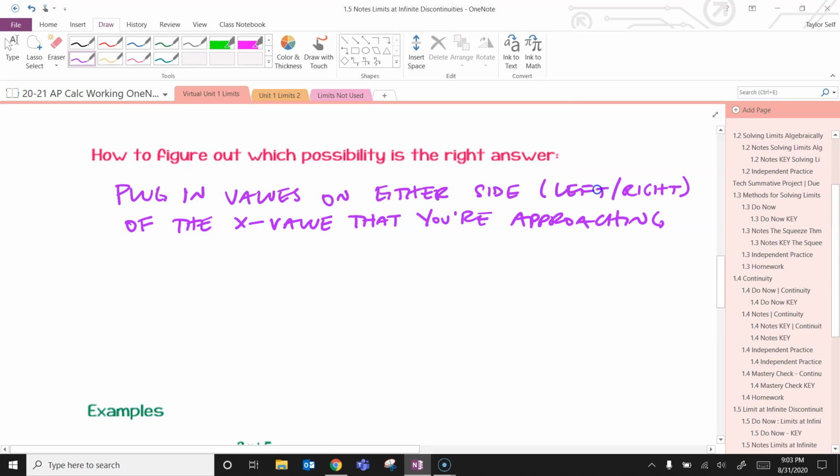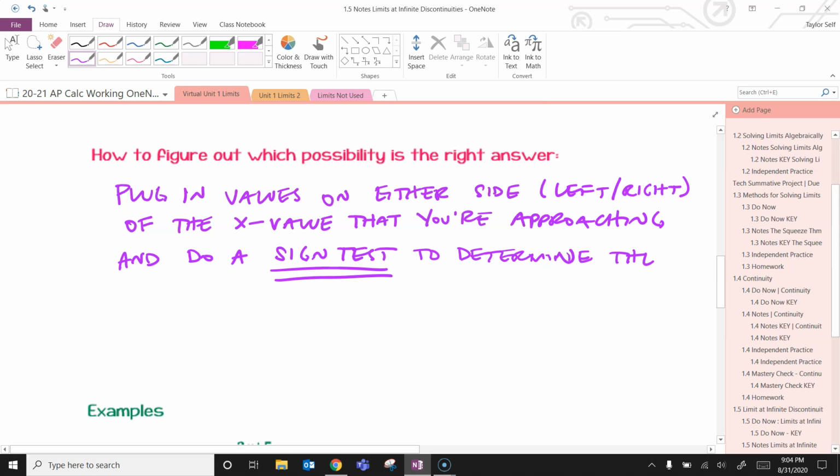Okay, how to figure out which possibility is the right answer? Plug in values on either side, the left and the right of the x value that you're approaching, and then do a sign test. This is a big buzzword in calculus, sign test or buzz phrase. You're going to do a sign test to determine the value of the limit. So to determine the limit.